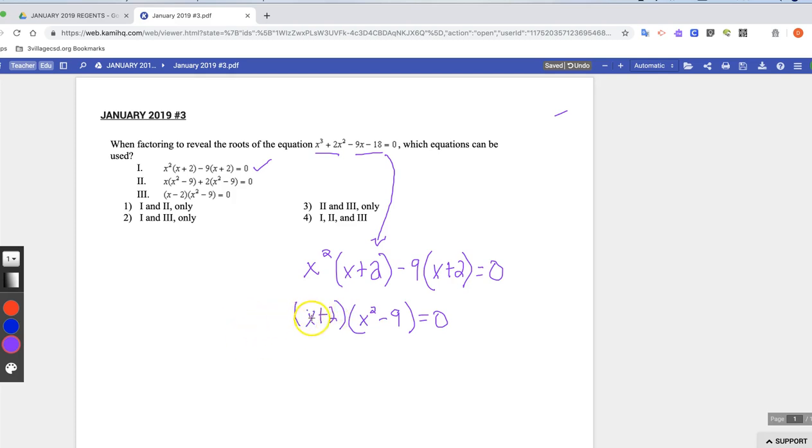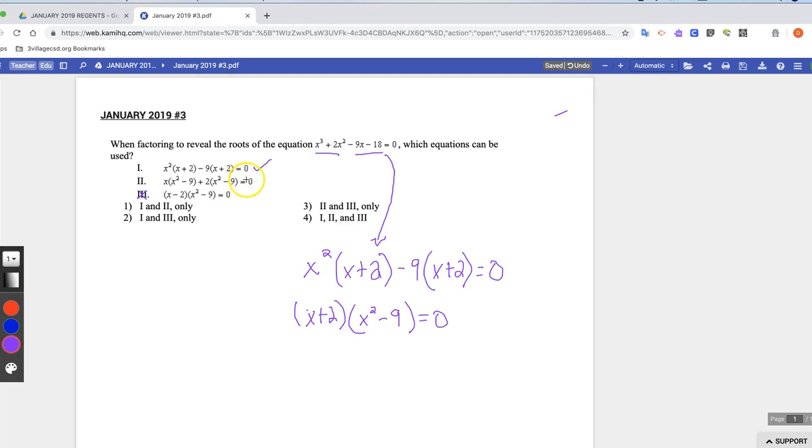And this here, if you notice, looks very similar to choice 3 here, but it is technically not choice 3 because it says here x minus 2 and we have x plus 2. So choice 3 is not a proper equation that could be used.